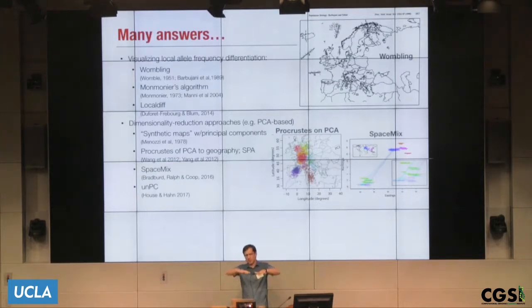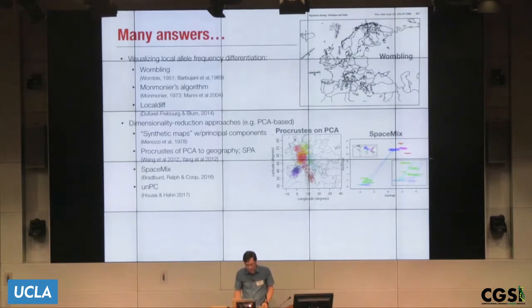Using Procrustes, which is a way of asking how you can twist and stretch one set of coordinates to match another set of coordinates. That's been used in applying PCA to geography, an approach that we worked on here with Ron Halperin and Eleazar Eskin and Wen-Yun Yang, which produces an ordination, and the way that ordination sits with respect to geography can also reveal where there are these geographic features. SpaceMix is another one, uPC is another one. They're all a similar flavor of doing an ordination and asking about the alignment with geography.